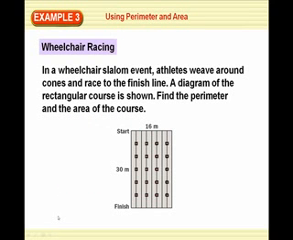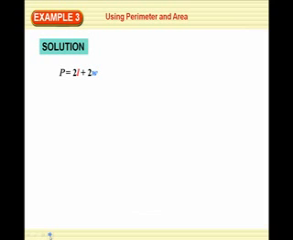Okay, example 3, using perimeter and area, wheelchair racing. In a wheelchair slalom event, athletes weave around the cones and race to the finish line. A diagram of the rectangular course is shown. Find the perimeter and area of the course. Well, they give us the picture, they give us the dimensions. So you'll notice there's 2 L's and 2 W's. Well, there was 30 and 16. You get 60 and 32, so that's 92.